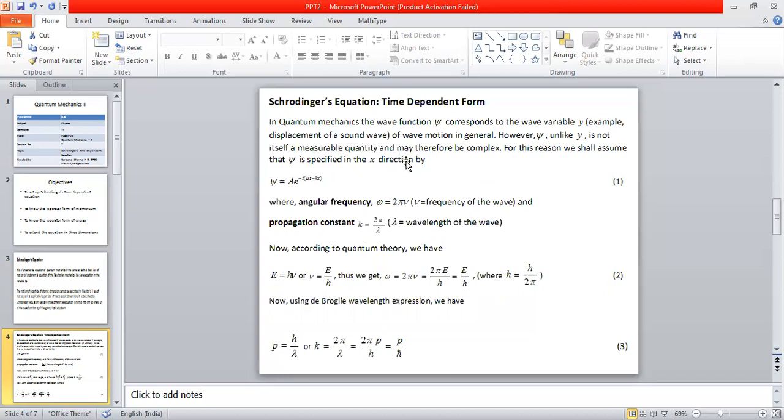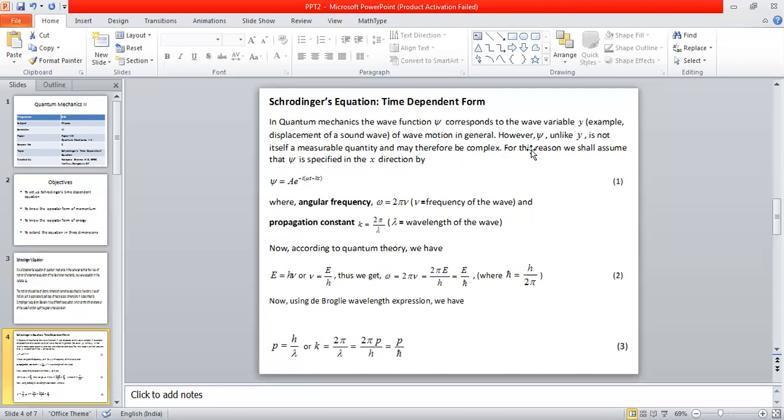For example, y denotes the displacement of a sound wave. So the quantity that we are going to choose in the case of quantum mechanics is the wave function psi. The wave function psi is analogous to the wave variable y of the ordinary mechanical wave. But there are certain differences between the wave variable y in ordinary waves and the wave function psi of quantum mechanics.